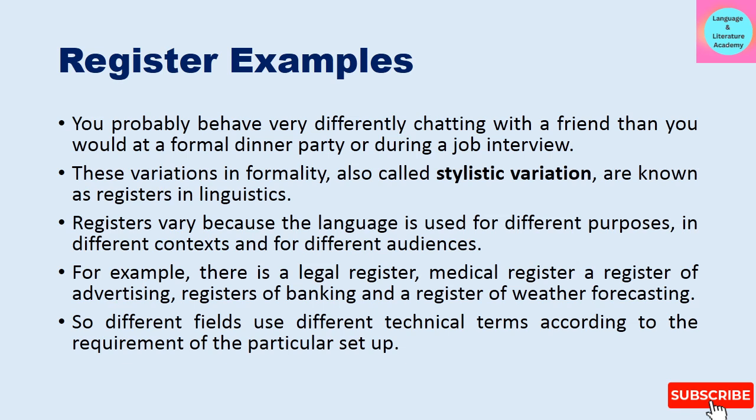Now let's discuss this term with some examples. You probably behave very differently chatting with a friend than you would at a formal dinner party or during a job interview. These variations in formality, also called stylistic variation, are known as register in linguistics. Registers vary because language is used for different purposes, in different contexts and for different audiences.